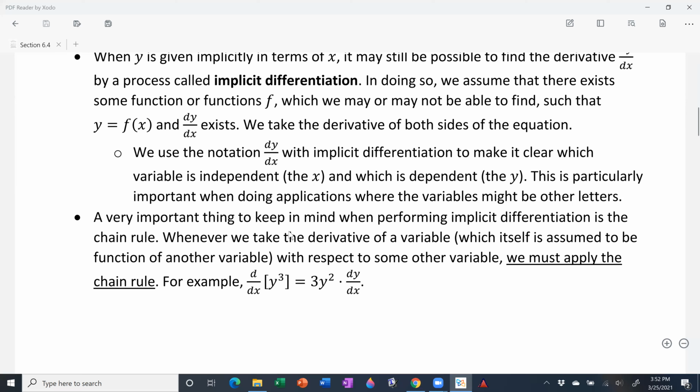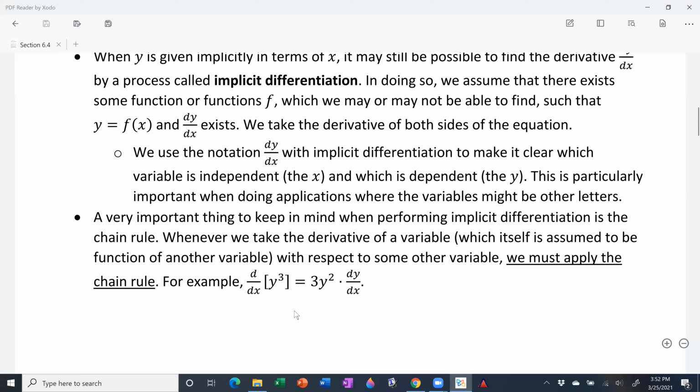A very important thing to keep in mind when performing implicit differentiation is the chain rule. This is usually where all of the mistakes come from when doing implicit differentiation, whenever we take the derivative of a variable which itself is assumed to be a function of another variable. All through this, we're assuming that any y's that are showing up are functions of x.